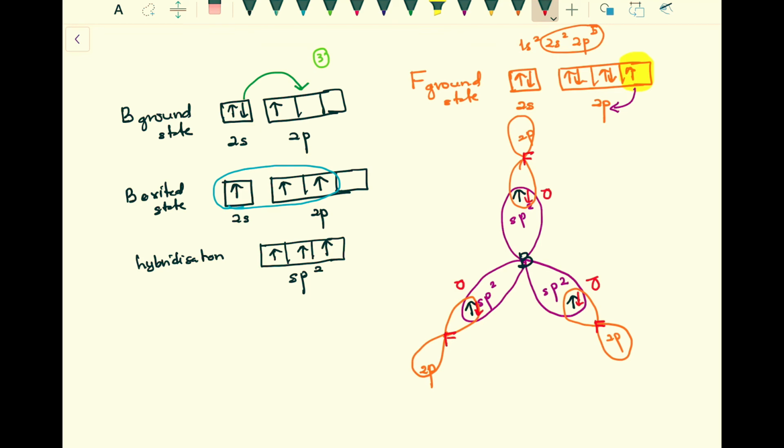So when you want to check your orbital overlapping, make sure that you label the shape correctly, which is trigonal planar or linear or tetrahedral, and you show the overlapping.